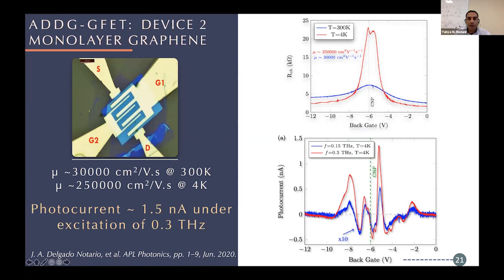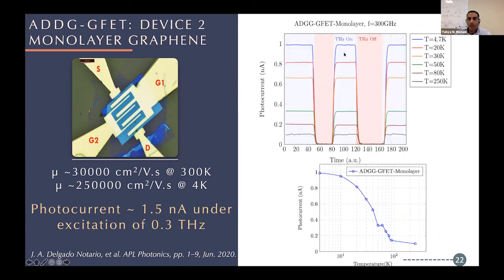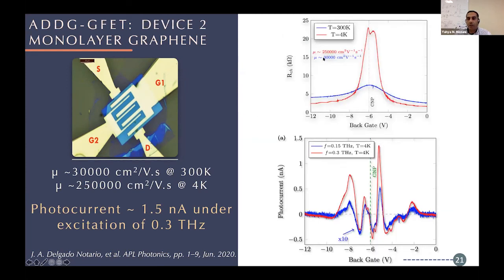Then we make another device, in this case with monolayer graphene, with 4 gratings for gate 1 and 3 gratings for gate 2. You can see at 300 Kelvin, we obtained a mobility at room temperature of about 30,000. But at 4 Kelvin, we have a record mobility of about 250,000 centimeters squared per volt second. And you can see here the Dirac point.